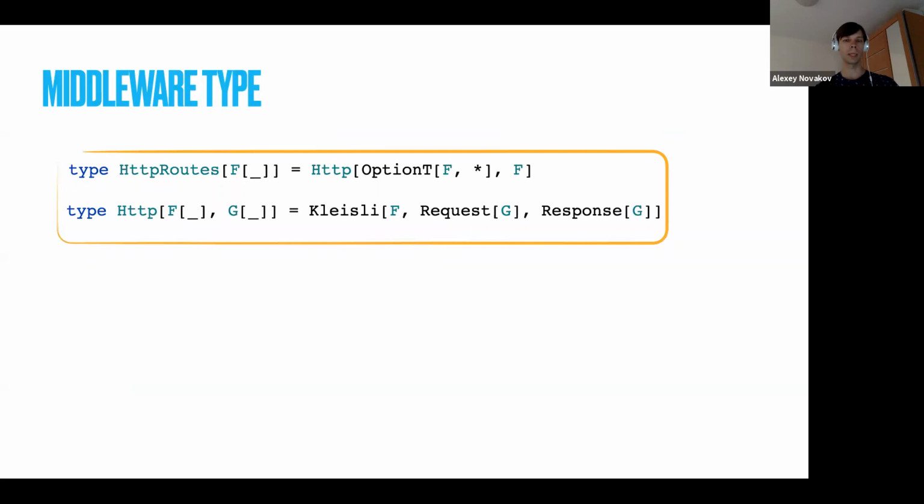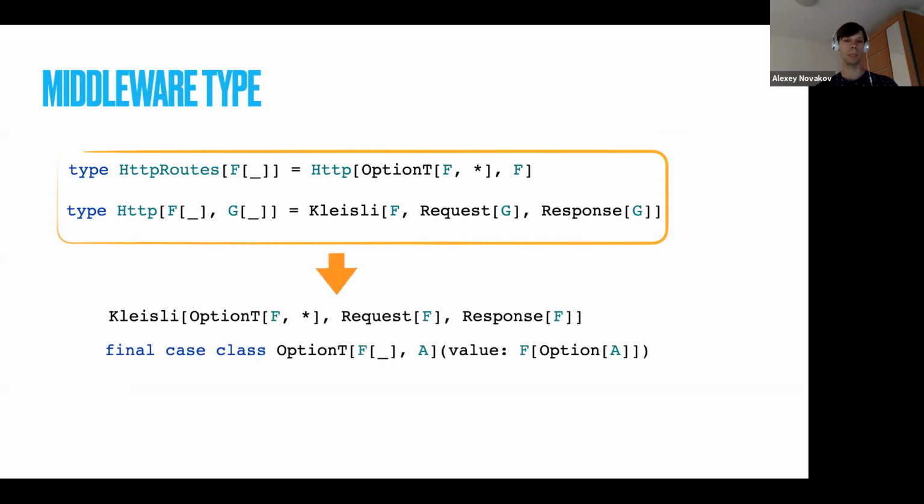So the middleware type in http4s. It comes back again to what HttpRoutes actually is: it's a type alias for Kleisli of OptionT of F, where the request is the input. And if we substitute all these parameters, we're going to have a Kleisli from request to OptionT of response. And if you remember, OptionT is a monad transformer for Option, a wrapper for a value shaped like this, right? So it's an effect F that has an Option of A inside of F.